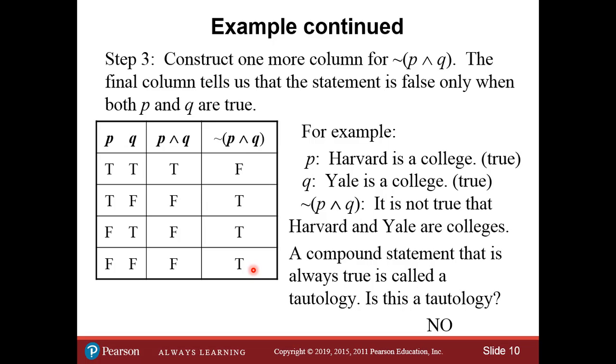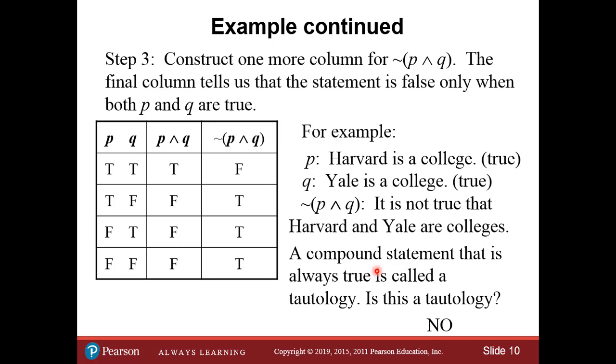Okay, so in this example, P says Harvard is a college. That's true. Yale is a college. That's also true. So what is it saying? It's saying it's not true that Harvard and Yale are both colleges. And that is going to be a false statement.